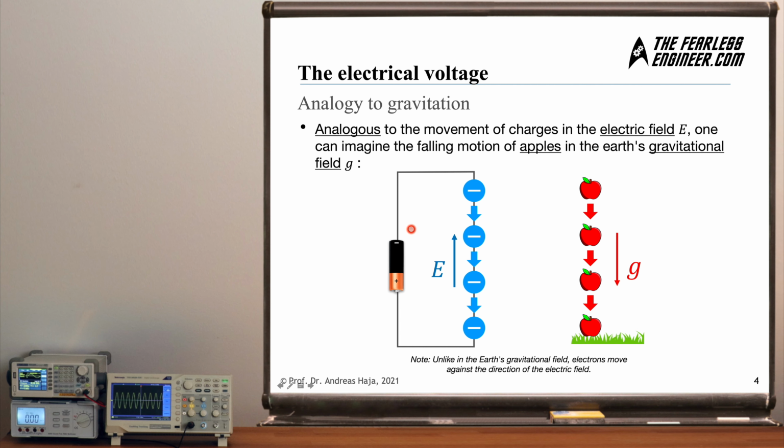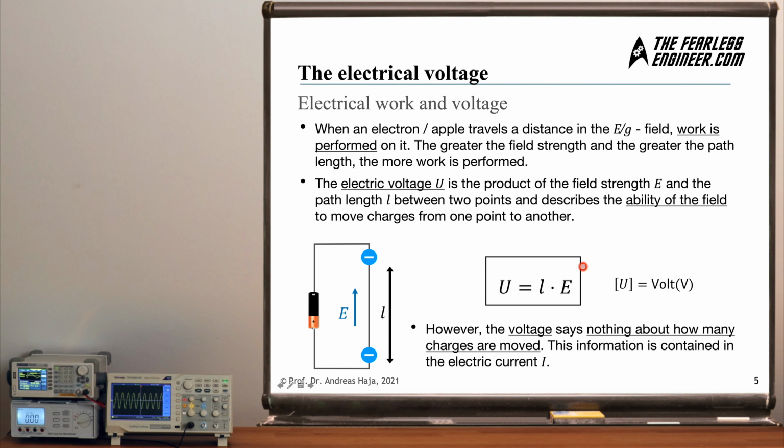And on the next slide we will see that the formula with which we describe the motion of electrons is very, very similar to the formula describing the falling motion of apples. But before we get to these equations, let's first talk about electrical work and also voltage. Now when an electron, or apple in the example we have seen, travels a certain distance in the field in which it is pulled towards or pushed away from some source, work is performed on this electron or apple.